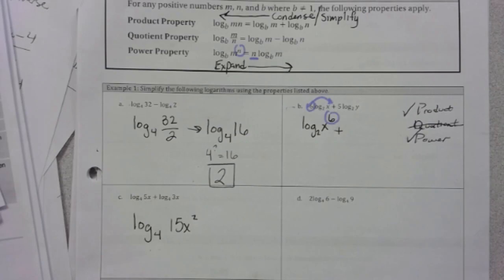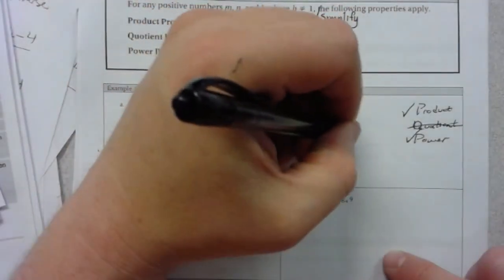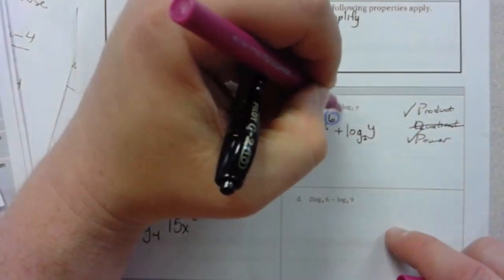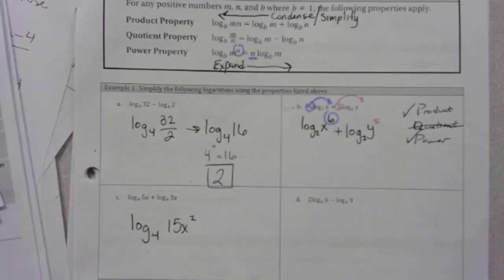That's exactly right. Log base 2 of y to the 5th power. That's perfect. We just did the power property, right? Now it's time for the product.